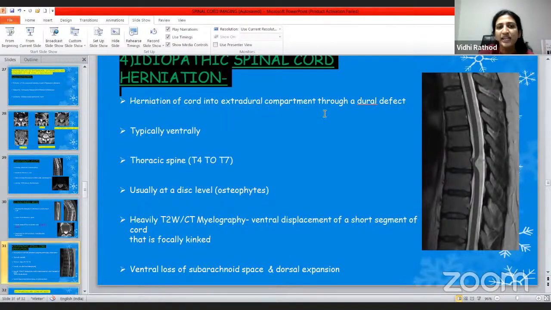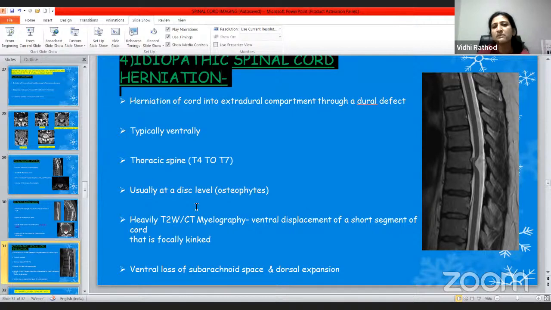So the fourth entity is idiopathic spinal cord herniation. It is actually herniation of the spinal cord into the extradural compartment through a defect in the dura, which is most commonly caused due to osteophytes. So the cord displaces ventrally. Most commonly, it is seen in the region of the thoracic spine from T4 to T7 levels. On heavily weighted T2 weighted images or on myelography, you can see that there is ventral displacement of a short segment of the cord, which is dorsally kinked. As a result, there is ventral loss of subarachnoid space and compensatory expansion of the dorsal space.